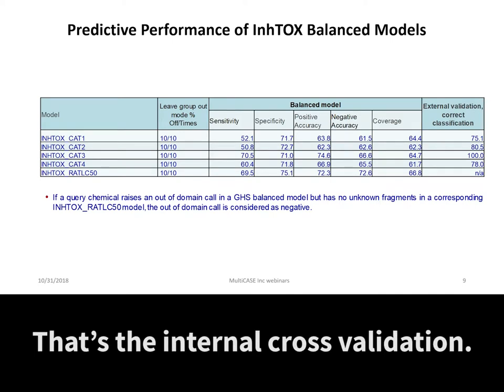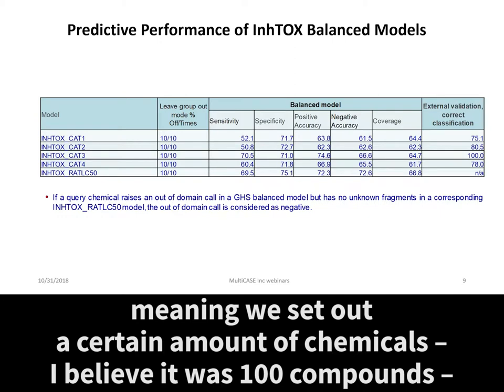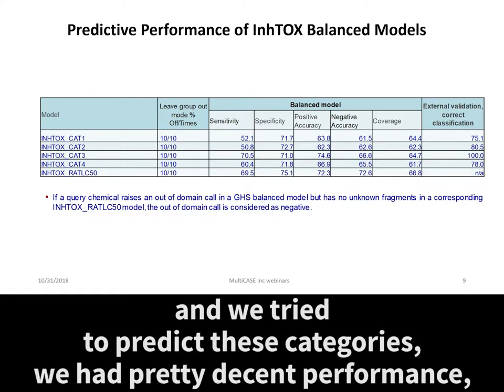That's the internal cross-validation. When we used external validation, meaning we set out a certain amount of chemicals, I believe it was 100 compounds, which would belong to four different categories, and we tried to predict these categories.